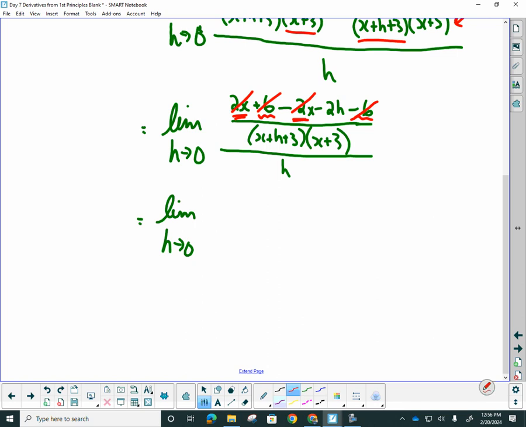Had I got my signs messed up when I was doing the previous line in one step, something would not cancel. I'd know that I made a mistake. But here I've done it properly. So all the x's and the 6's, in fact, anything that doesn't have an h in it, should disappear. So that'll leave me with this negative 2h over this rather unruly denominator, but that's fine.